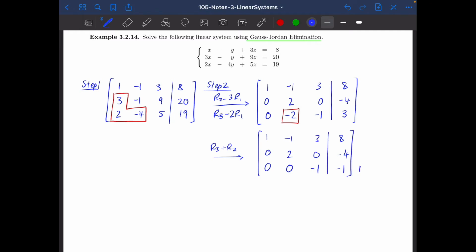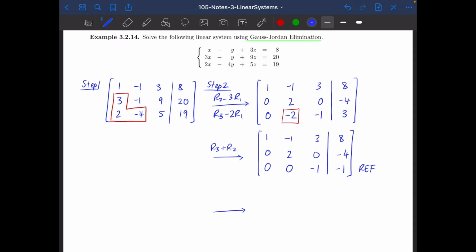This augmented matrix is now in row echelon form, but we want to reduce it all the way to reduced row echelon form. It is not yet in reduced row echelon form. Notice that the leading entries are not all leading ones. The leading entry in the second row is a 2, not a 1.